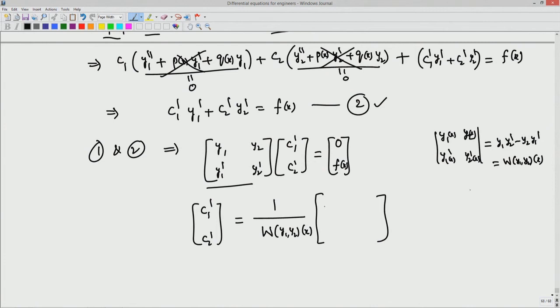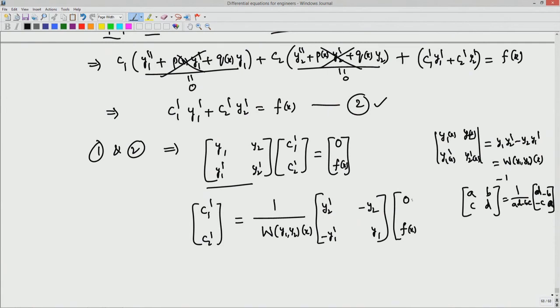What is A inverse? If the matrix is A, B, C, D, what is its inverse? It is 1 by AD minus BC, times the matrix with AD minus BC... yeah, this is what it is. So you have to interchange these entries: y2 dash, y1 here, and then minus y2, minus y1 dash. This is the inverse I wrote.